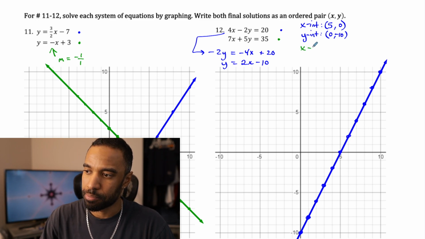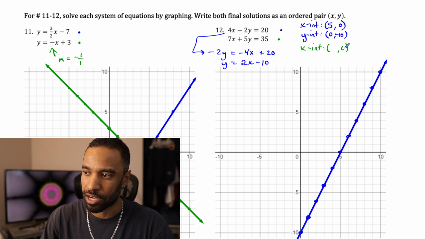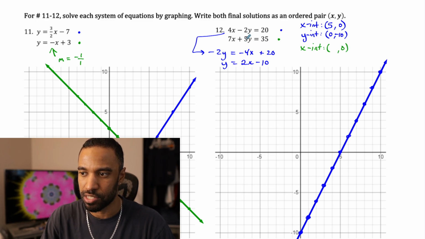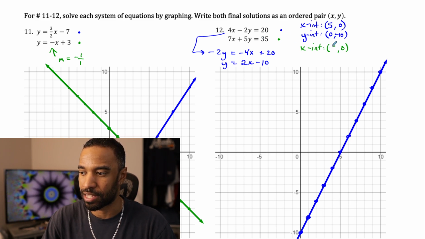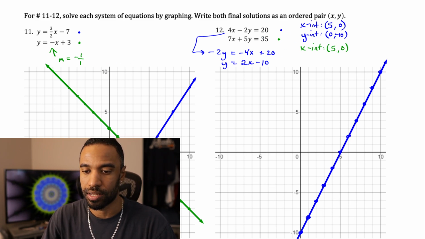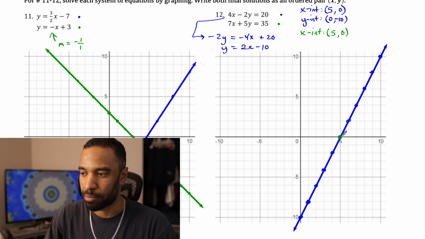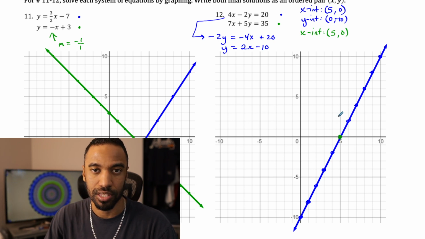The x-intercept right here, if I set y equal to 0, see if you can do this without me actually hiding the y value. But if I set this equal to 0, I get 7x equals 35. So I divide by 7 and I get x equals 5. So that's where it hits there. And oh, hey, look at that. They both hit together right there. That's nice. That's already the solution.